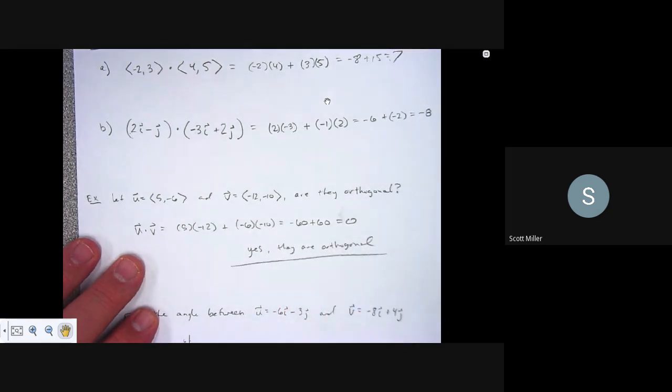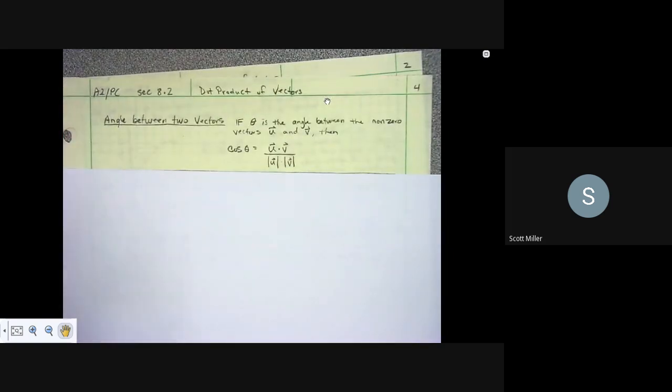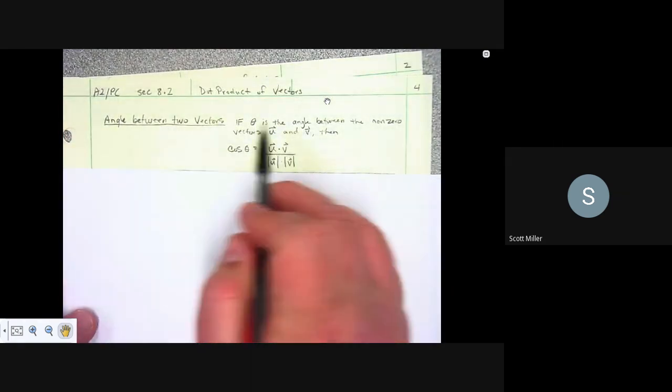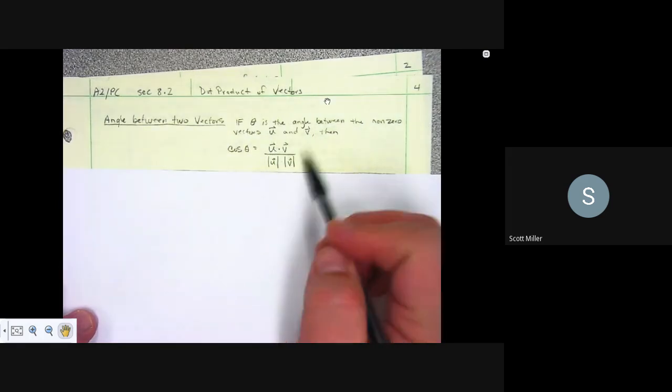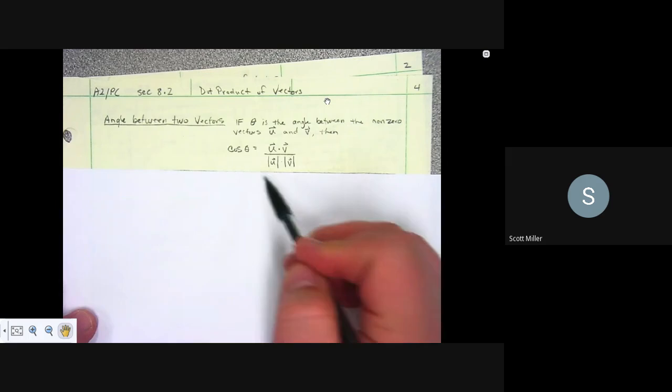So there you go. Okay? Another tool that we can use with dot product is the angle between two vectors. If theta is the angle between the two non-zero vectors, u and v, then I can use this relationship to help me find that angle. So I'm going to use this formula right here, and we're going to find an example of it.